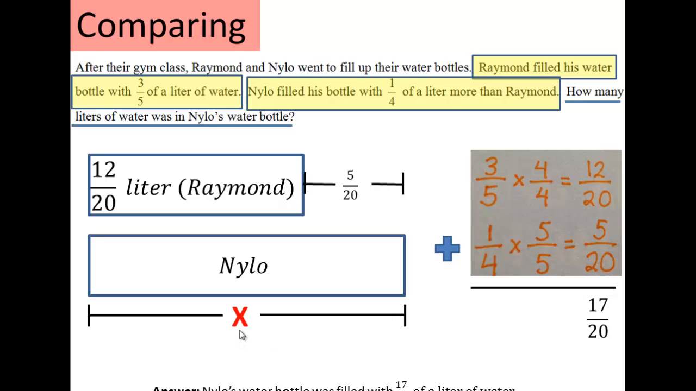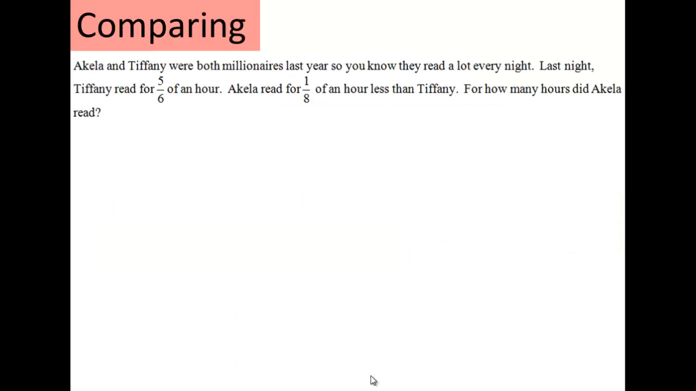Check this out quickly. Just so you fully understand, 17 over 20, that's what we just solved for. And it should make sense. You take 12 over 20, you combine it with 5 over 20, and that makes the entire bar 17 over 20. Next up, another type of comparing problem.